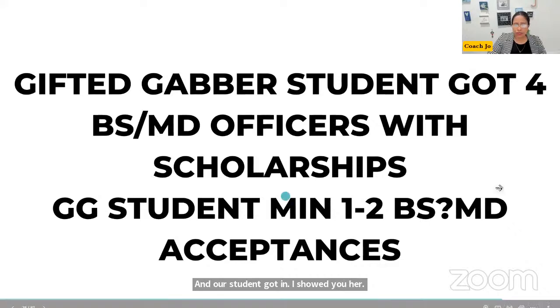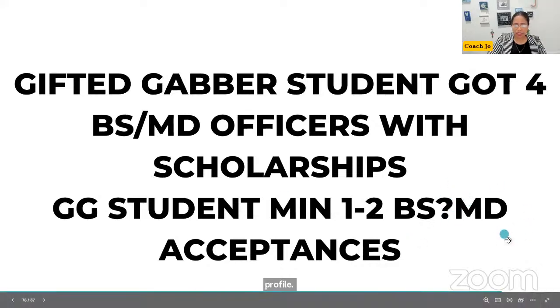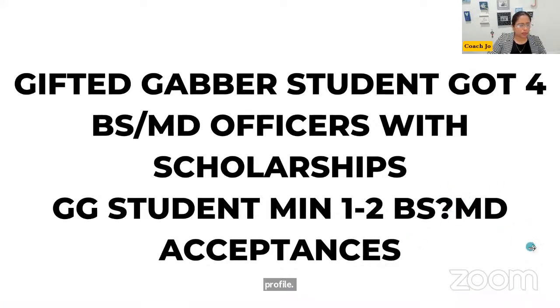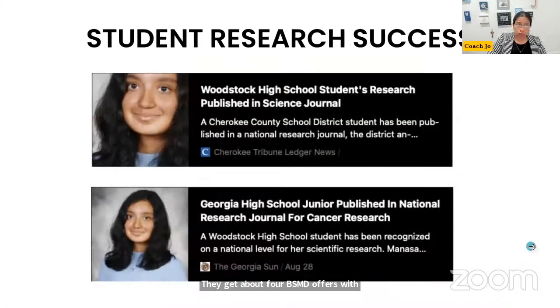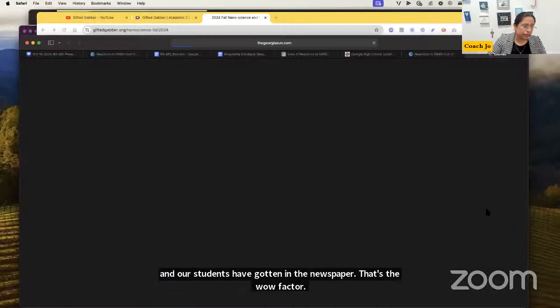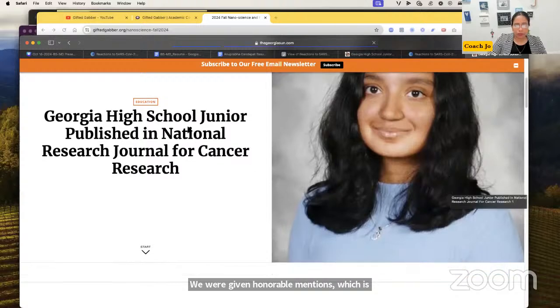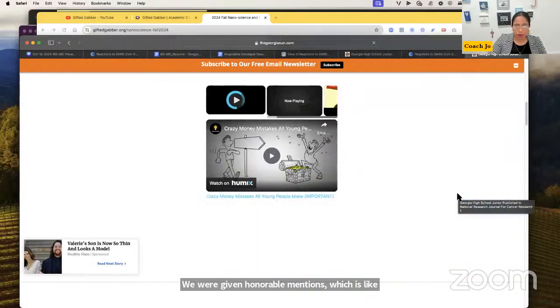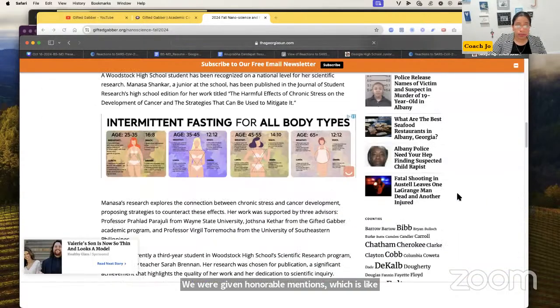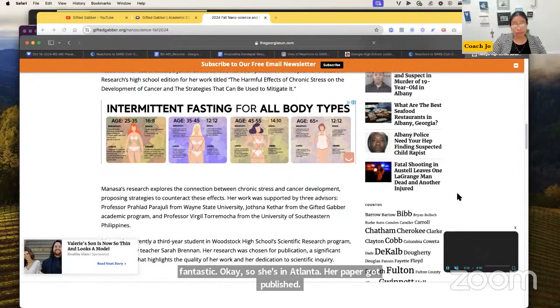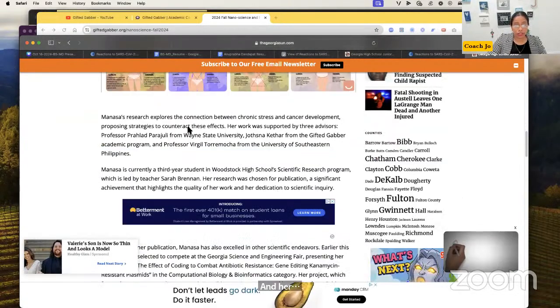Yes, our students get about 4 BSMD offers with scholarships. Okay, and our students have gotten in the newspaper. That's the wow factor. She was featured in the newspaper, and we were given honorable mentions, which is fantastic. Okay, so she's in Atlanta. Her paper got published, and her school published it in the paper where they mention us.